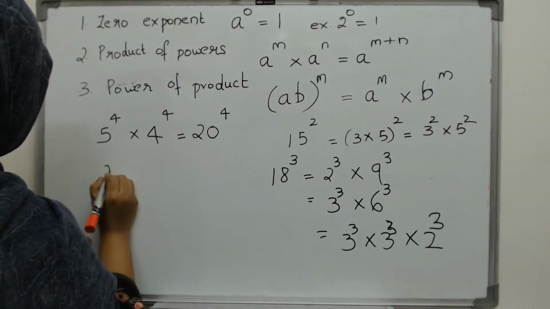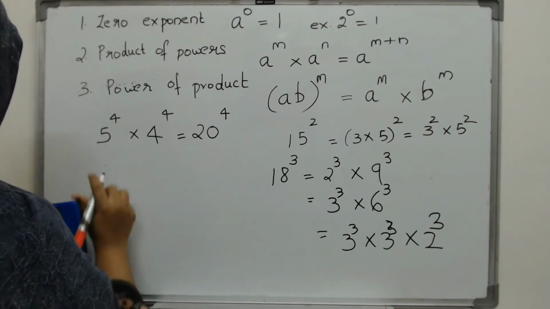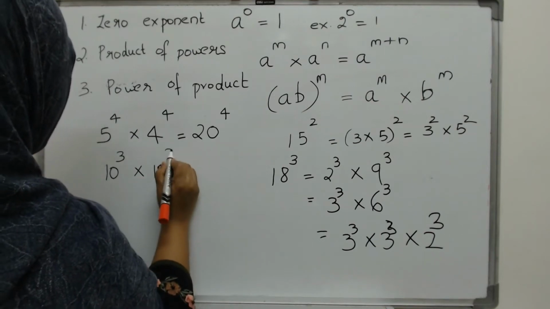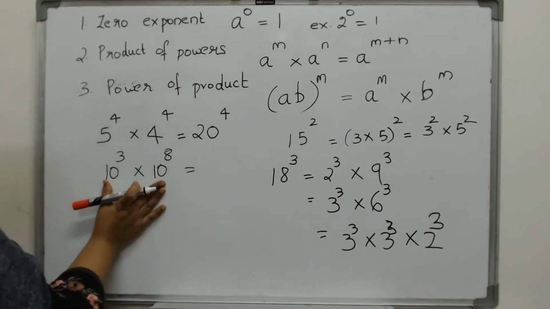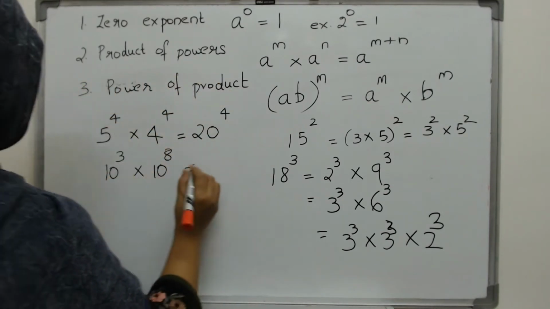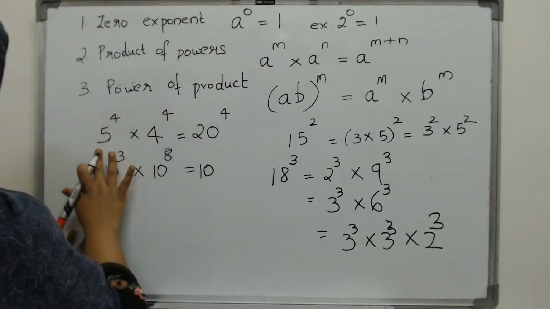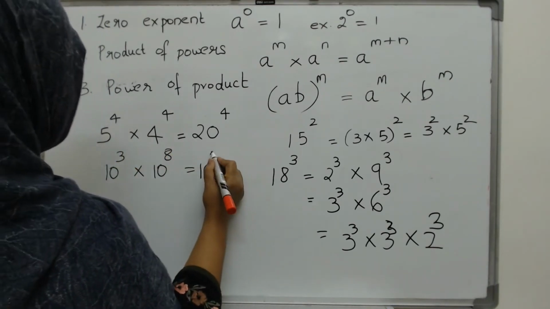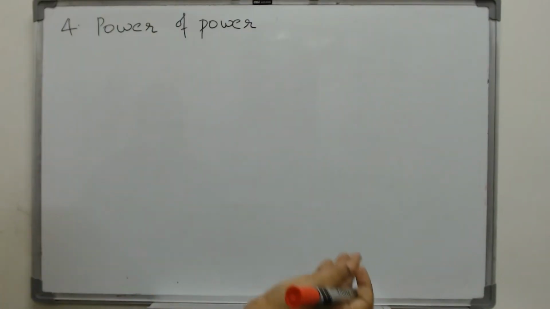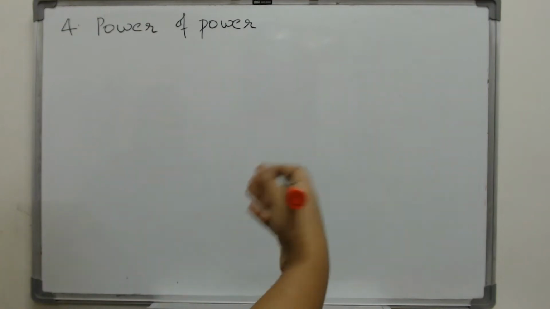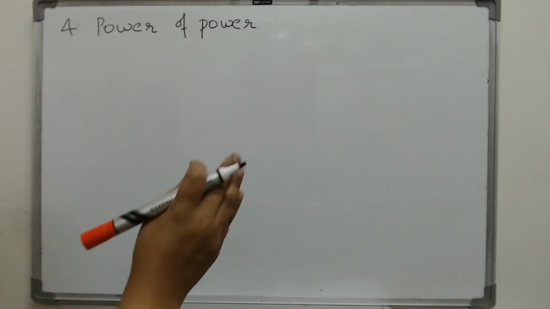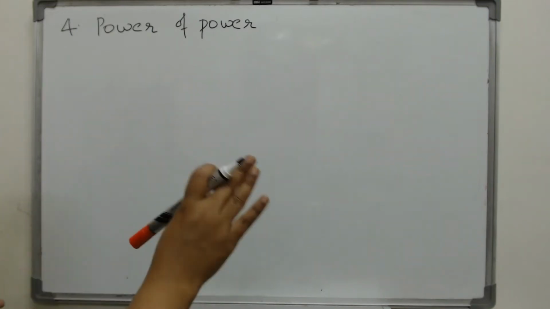Now you have another number, say 10 raised to 3 into 10 raised to 8. So you have the same base but different powers. Then you add the powers. Then you have 10 raised to 3 plus 8, which is 10 raised to 11. And the fourth law we have here is called the power of power. You can also call it exponent of exponent. The words exponent, index, power, they all mean the same thing.